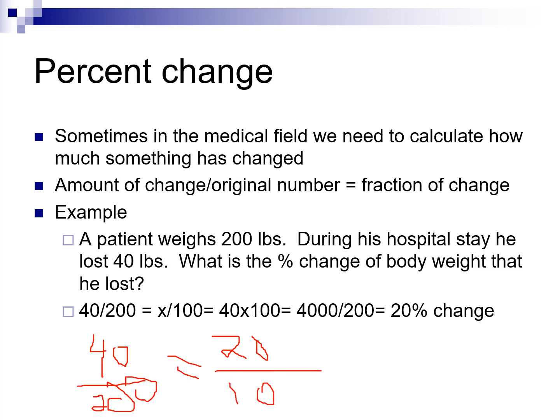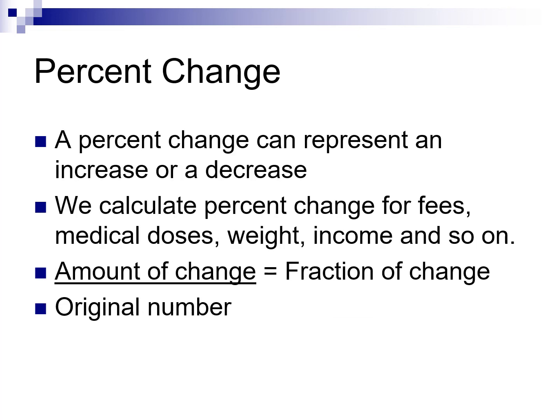Okay, but they're basically showing you here the cross multiplication of 40 times 100. So this numerator times this denominator, which is going to give you 4,000, and you're going to divide it by the denominator, which is 200, which is going to give you then 20% change. However you get to the answer, that's kind of what we've been building up to, all these fractions and ratios and stuff.